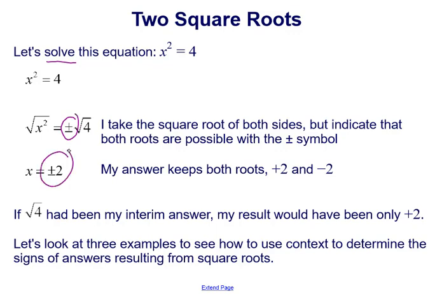We're keeping both roots. If the square root of 4 had been my interim answer, the result would have only been the positive 2. So let's look at 3 examples to see how to use the context to determine the signs of the answers resulting from square roots, if it should be just the positive 2, if it should be just the negative 2, or should it be both.